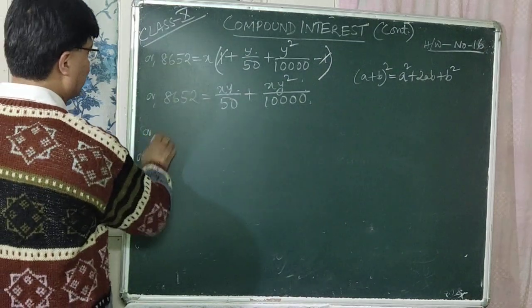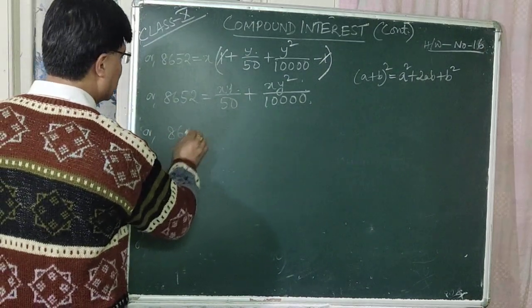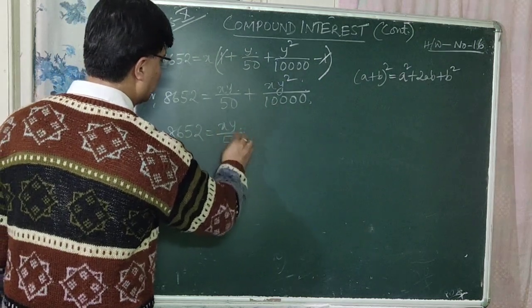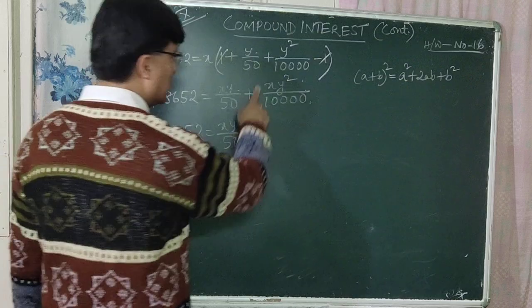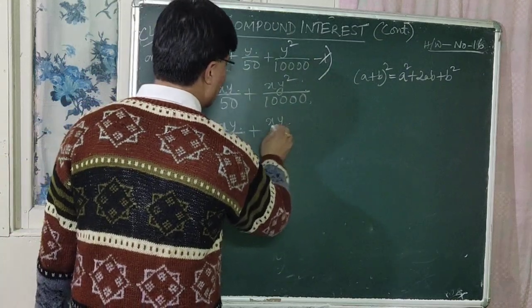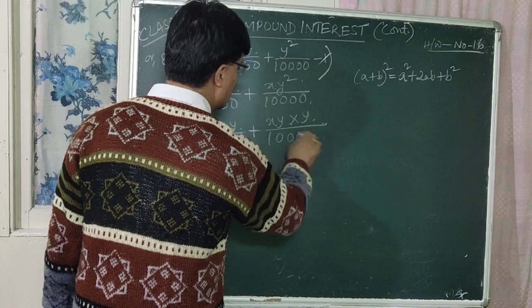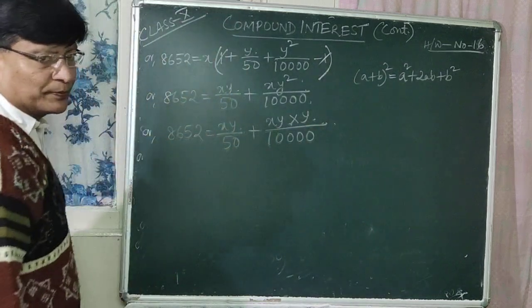Now this is 8652 is equal to xy by 50 plus... Now we can write xy into y divided by 1 and how many zeros? 4 zeros. Okay.